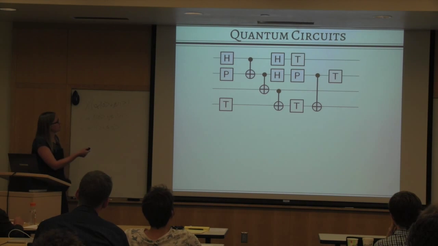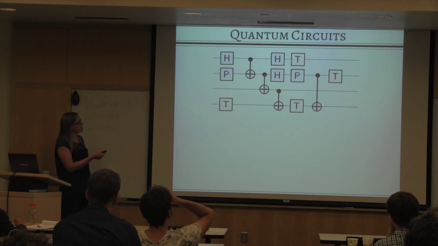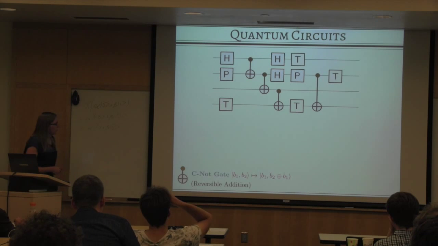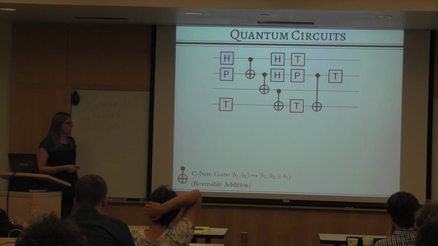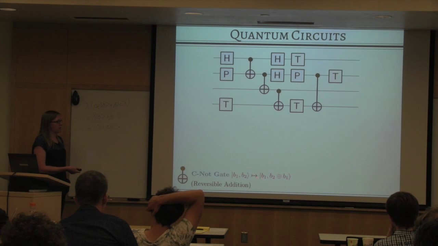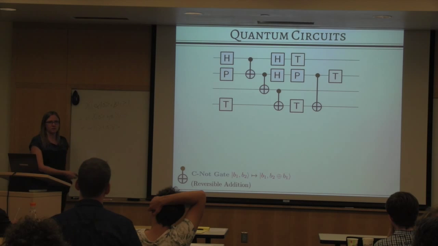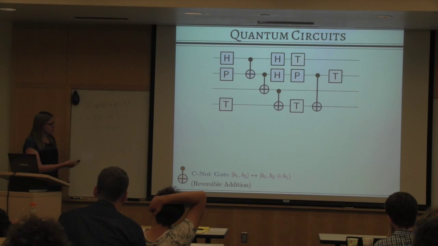For example, this acts on a single qubit, so it has one qubit coming in and one qubit going out. And then we have this gate here, which acts on two qubits. It has two qubits going in and two qubits going out. And this gate is actually a classical gate. It's called a controlled NOT gate, and it's actually just reversible addition. So it takes as input qubits B1 and B2, and it outputs B1 and B2 plus B1. And of course, we extend by linearity to combinations of these. So this is just a classical reversible gate.